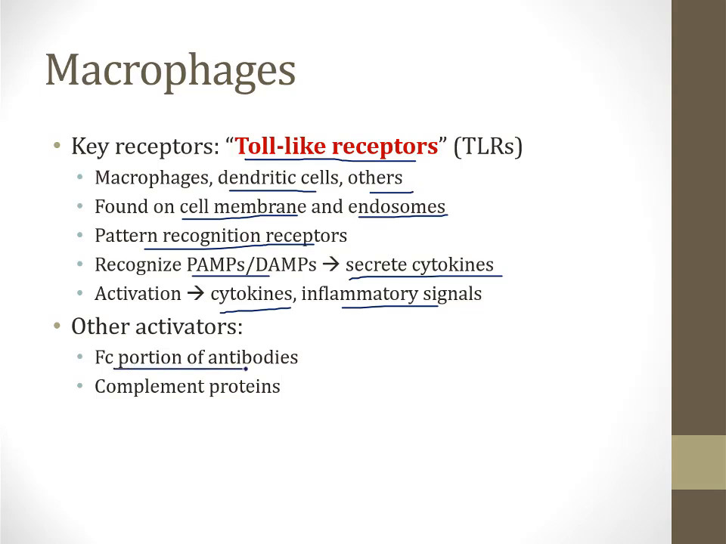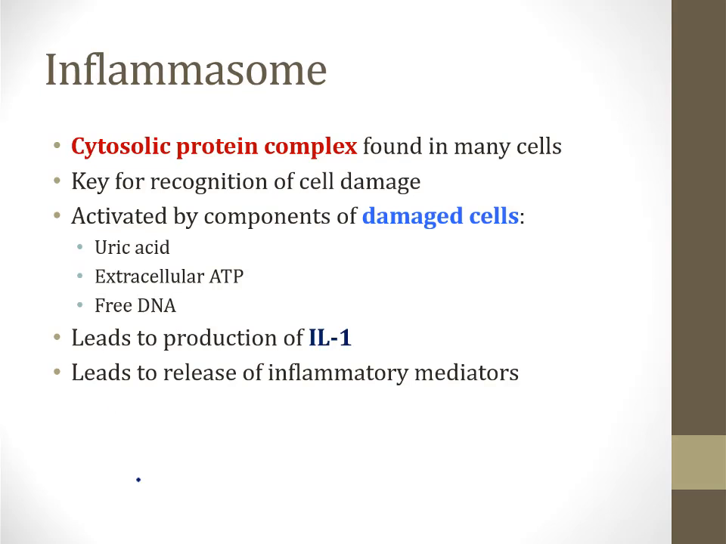The Fc portion of antibodies can activate macrophages, and complement proteins can as well. So toll-like receptors and PAMPs and DAMPs are one way that acute inflammation can be activated. A second way that acute inflammation can be triggered is through what's known as the inflammasome. An inflammasome is a protein complex. It's a big clump of proteins found in the cytosol of many cells, and it's very important for recognizing cell damage. Through mechanisms that are incompletely understood, the inflammasome can become activated by certain components of damaged cells.